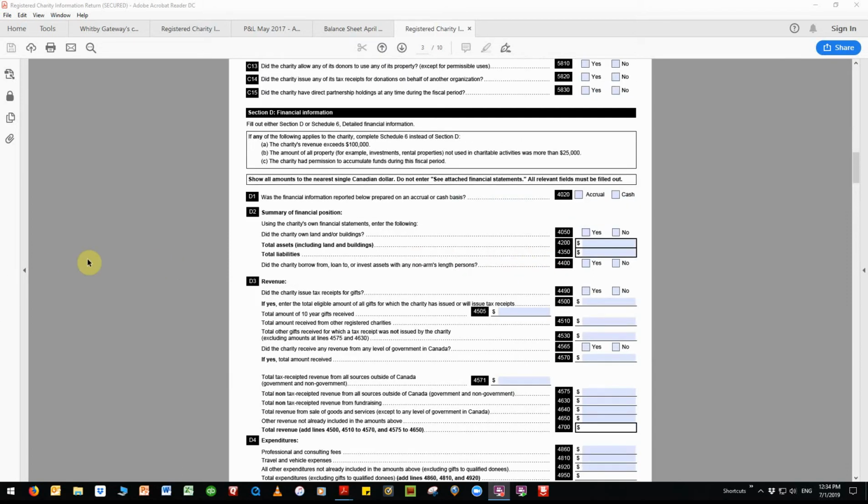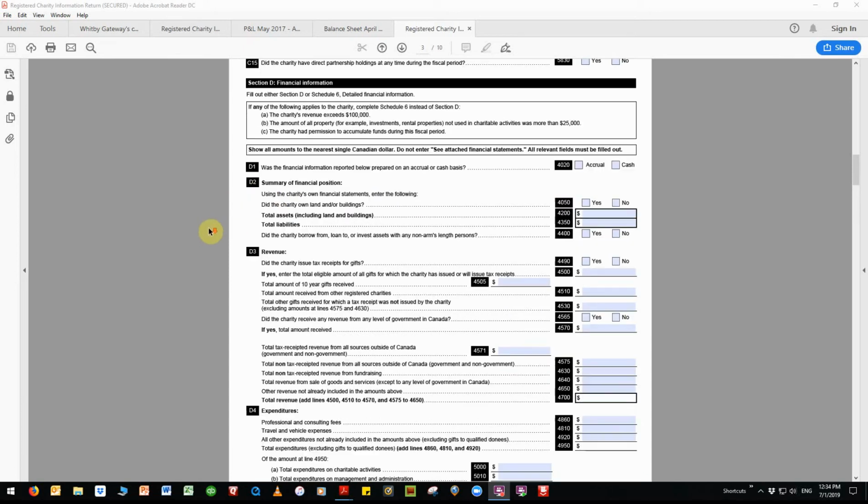On page 3 of the form, we're looking to start filling out our financial information. And in most cases, we need to report that it was a cash basis, and then we look at our total assets, including building and total liabilities. These numbers must match your year-end profit and loss statement.